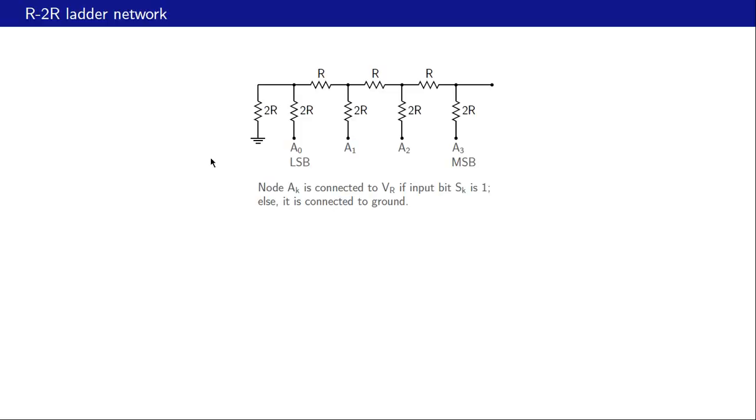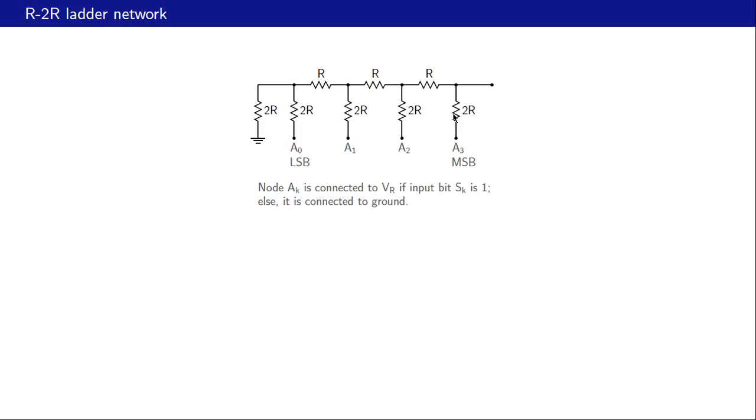Here is an example of the R2R ladder network, and this example corresponds to a 4-bit DAC. This node A0 corresponds to the LSB and this node A3 corresponds to the MSB. And note that we have only R or 2R in this network. We don't have any other resistance value. That is why it is called R2R ladder network.